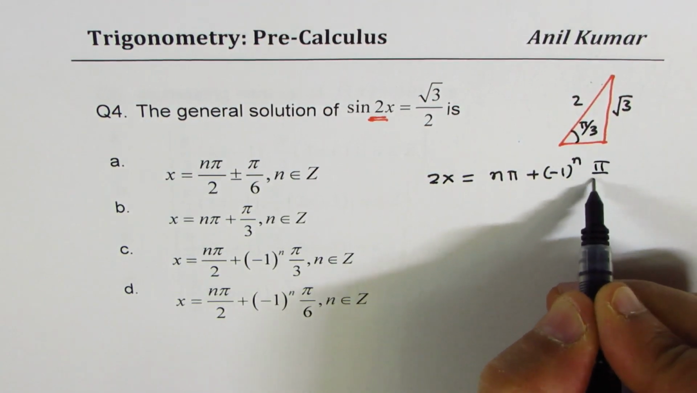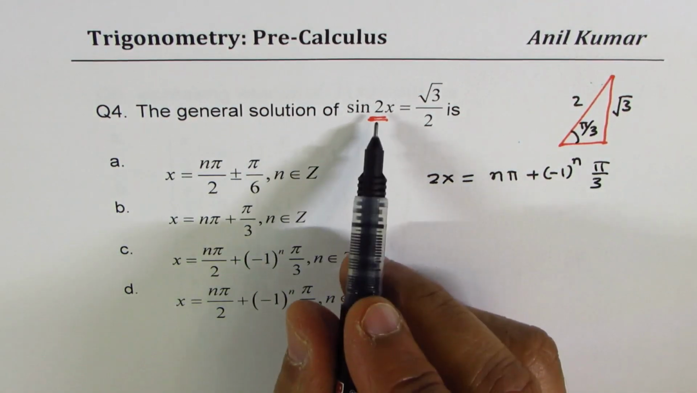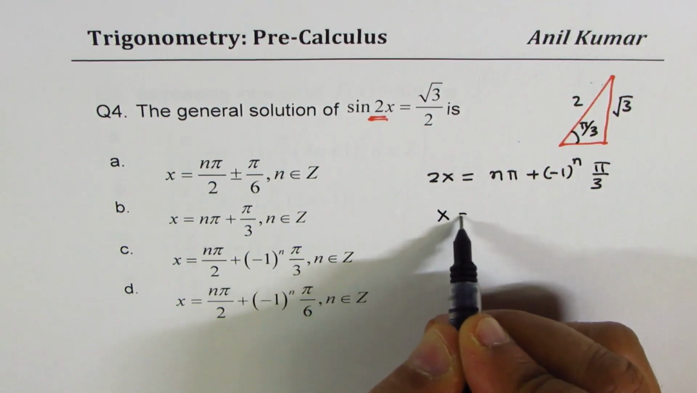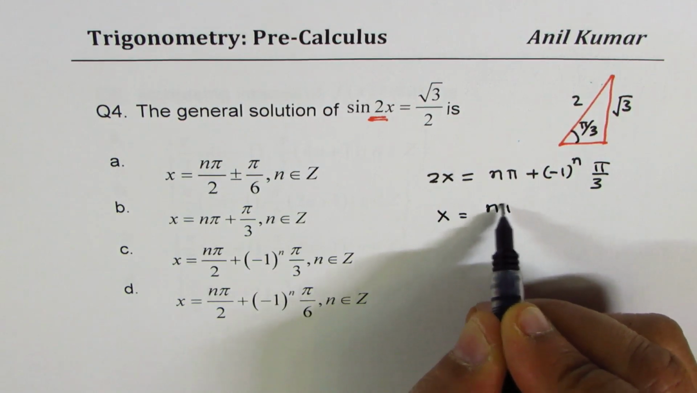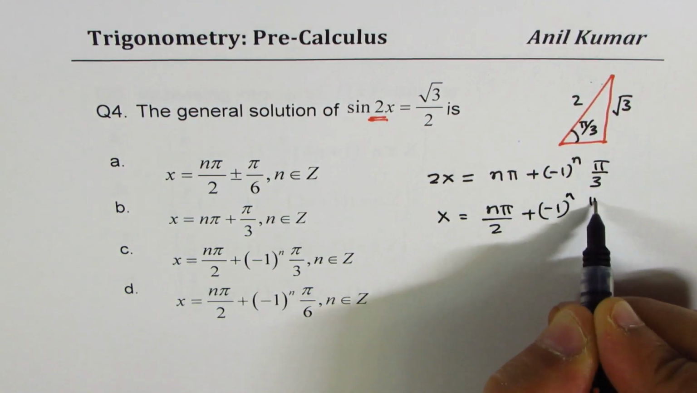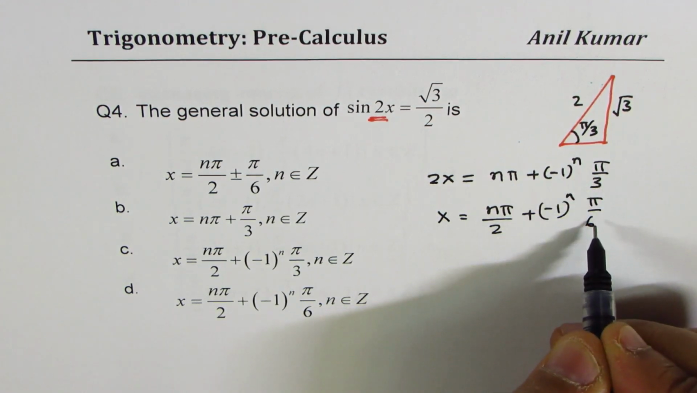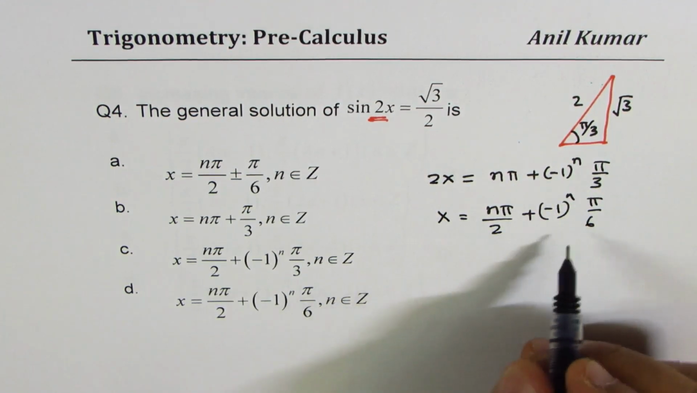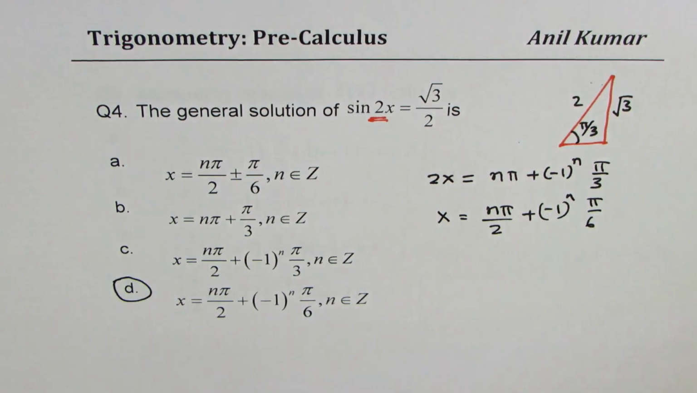angle is pi by 3, right? So this is for 2x, right? So for x, we have to divide it by 2. That's all. So just divide by 2. So when you divide by 2, you get pi by 6 here instead of pi by 3. So the solution which matches is D. Perfect.